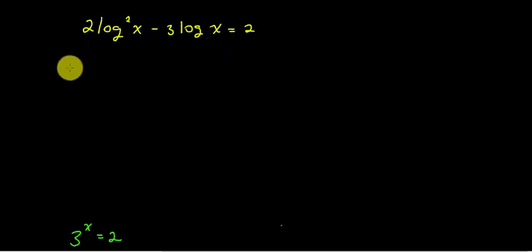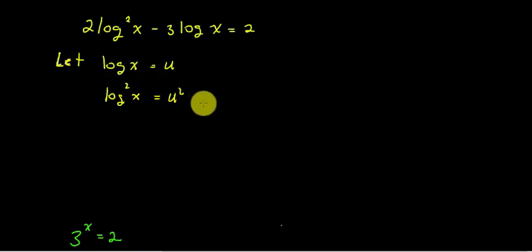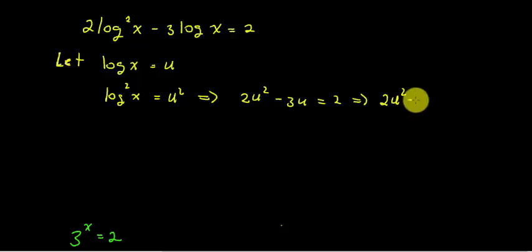So let's let log base 10 of x just be equal to u. And then we could say that log base 10 of x squared is equal to u squared. And so we could rewrite this equation now as 2u squared minus 3u is equal to 2. And so here we would bring the 2 over, and this would give us 2u squared minus 3u minus 2 is equal to 0.